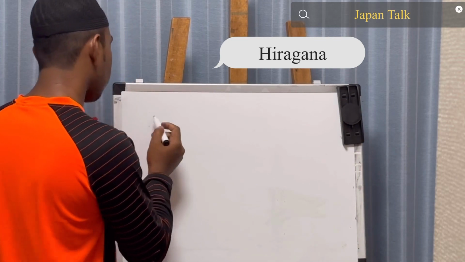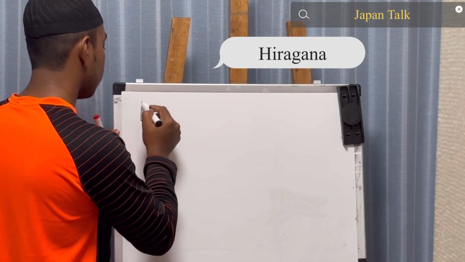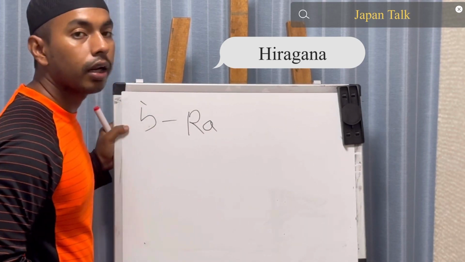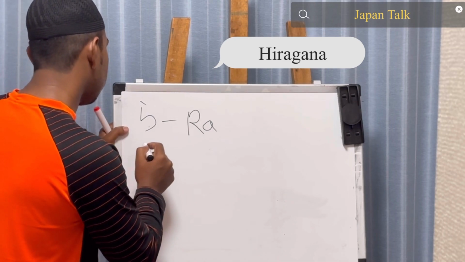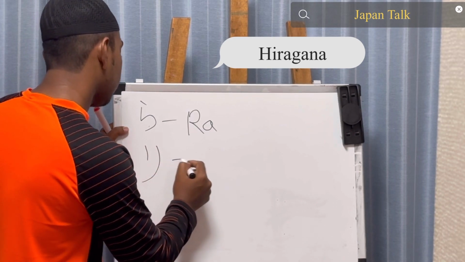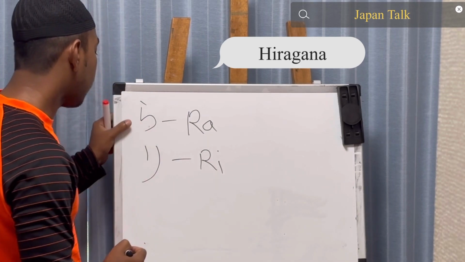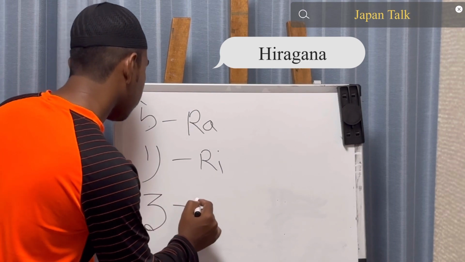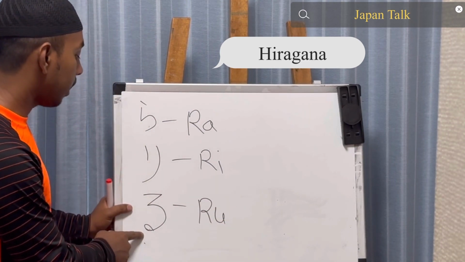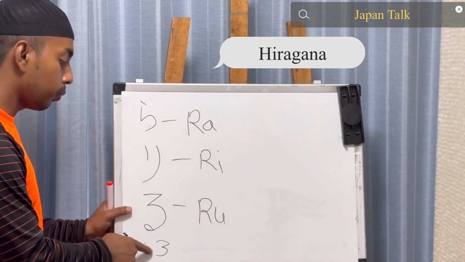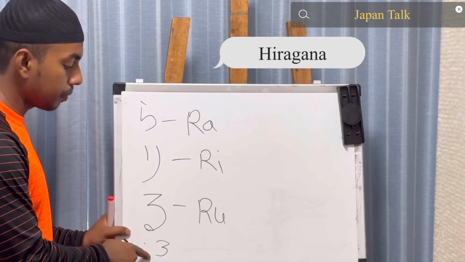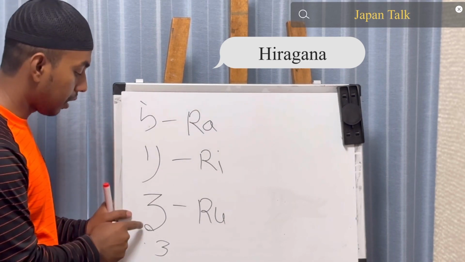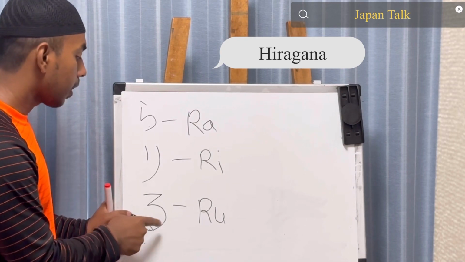So the next alphabet is this called ra. And then ri. Ra, ri, ru. It's like 3, right? In English we write 3 like this. It's similar, but in ru there is like a maru, a circle here. Ru.